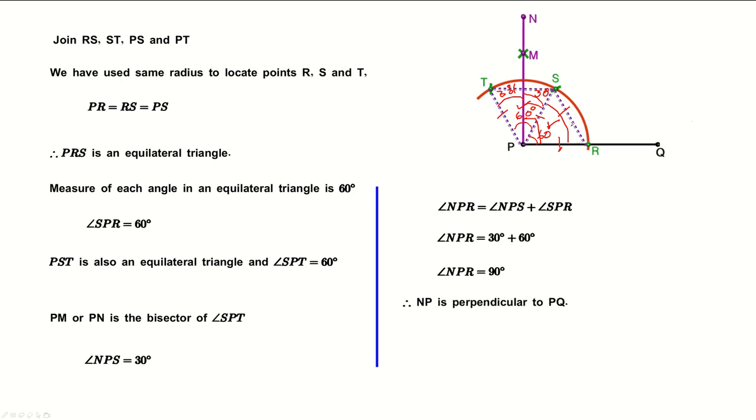NP is perpendicular to PQ. Therefore, NP is the perpendicular drawn to PQ at P. Hence, the justification. It's quite easy. Don't you think so?